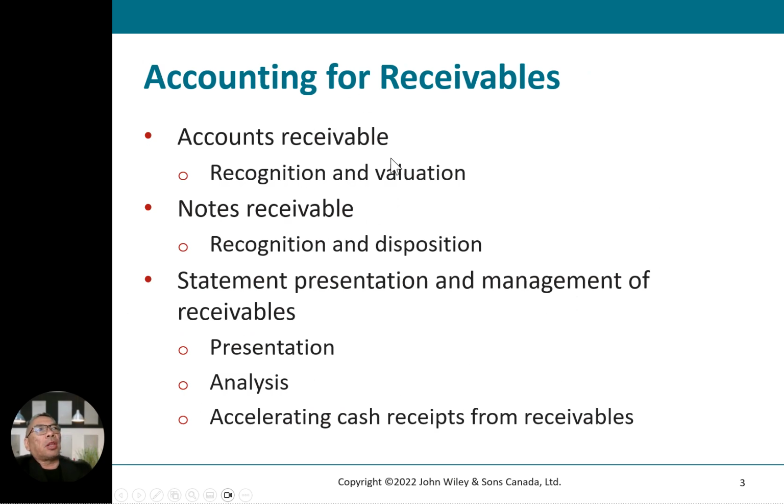Receivables have recognition and valuation as well. In terms of notes receivable, there's recognition and dispositions, and statement presentation and management of receivables, such as presentation, analysis, and accelerating cash receipts from receivables.